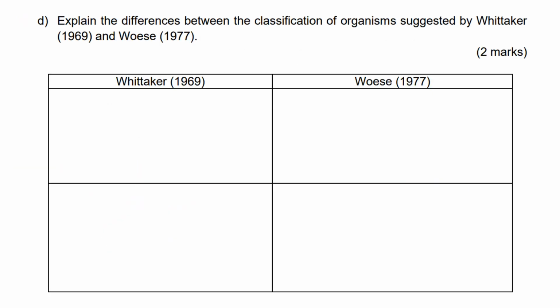Question D. Explain the differences between the classification of organisms suggested by these two scientists, Whittaker in 1969 and Woese in 1977. So for 2 marks, you must differentiate the features of classification by these two scientists. The first point is that Whittaker classified organisms into 5 kingdoms. And as for Woese, he classifies organisms into 6 kingdoms.